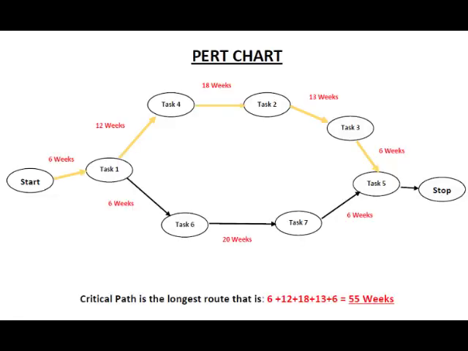A PERT chart is a project management tool that visually represents a project's timeline and task dependencies. It uses nodes to represent tasks and arrows to show their relationships, helping managers estimate project duration and identify the critical path, which is the sequence of tasks that must be completed on time to ensure the project stays on schedule. By highlighting the critical path and non-critical tasks, PERT charts aid in resource allocation, progress tracking, and informed decision-making for efficient project execution. They are particularly useful for complex projects with many interrelated tasks, enabling managers to identify potential bottlenecks and optimize project timelines.